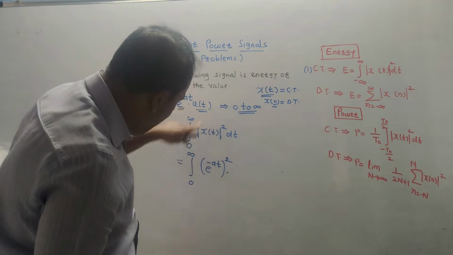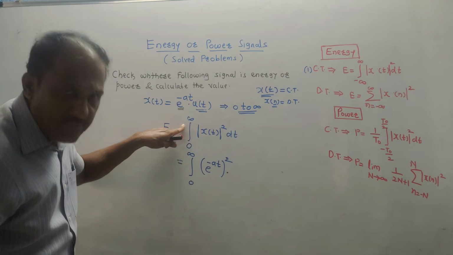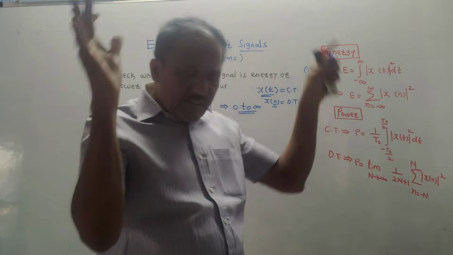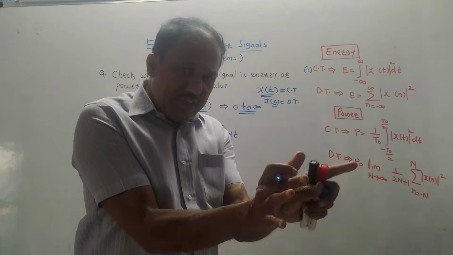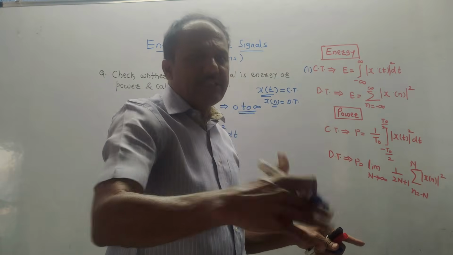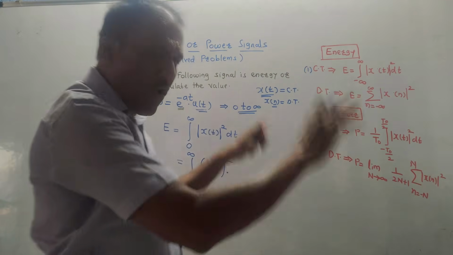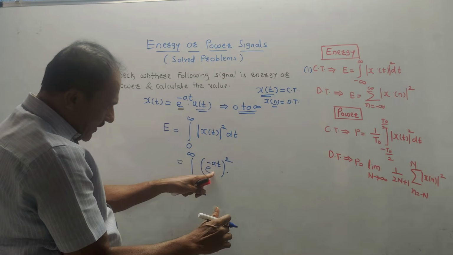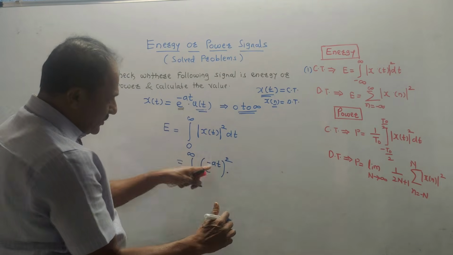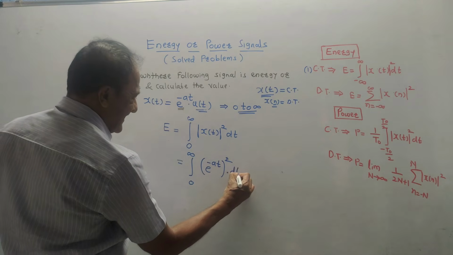due to u of t, I have changed the limit to 0 to infinity. Remember it like this: if u of t is there in the given equation, then initially itself just make changes in the limits, write it as 0 to infinity. Now onwards, do not consider u of t anywhere. So this is the equation which I got after taking the square of this value, and this is dt.